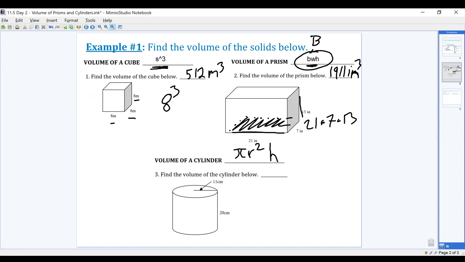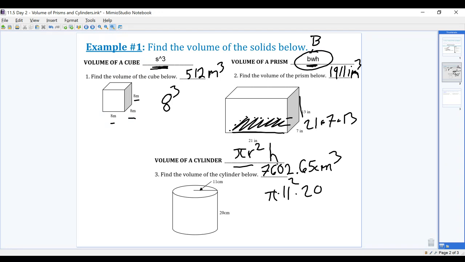Cylinder, very similar to what we've done before, but we use circumference instead, right? So here's the radius there. Pi times 11 squared times the height, which is 20, and punch it into the calculator. You're going to get 7,602.65 centimeters cubed. A lot of it's just punching into the formula, and then you're pretty much done.